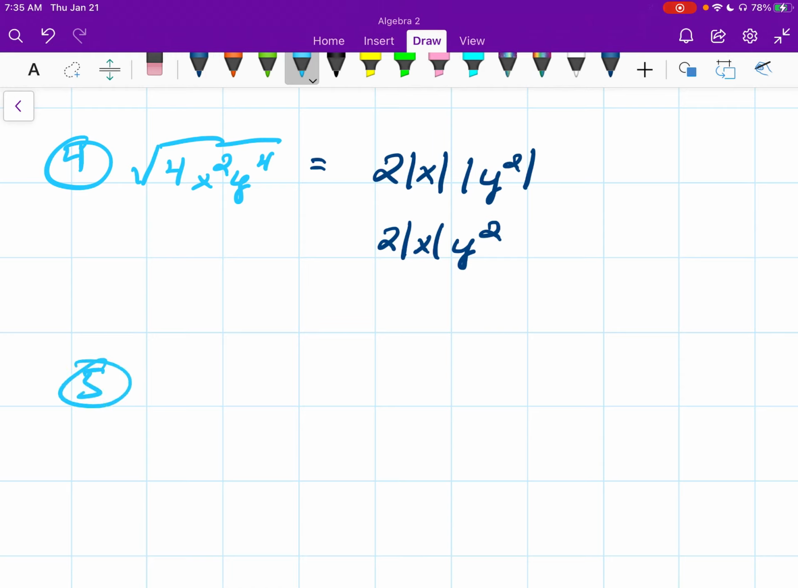Number 5. We'll say the cubed root of negative 27c to the 6th. Now, because this is not an even root, because it's an odd root, it's a 3, we don't need to worry about absolute value bars. So negative 27. Well, the cubed root of 27 is 3, so negative 27 is going to be negative 3. And then c to the 6th, there will be 2 trios of c's, so it'll be c squared.